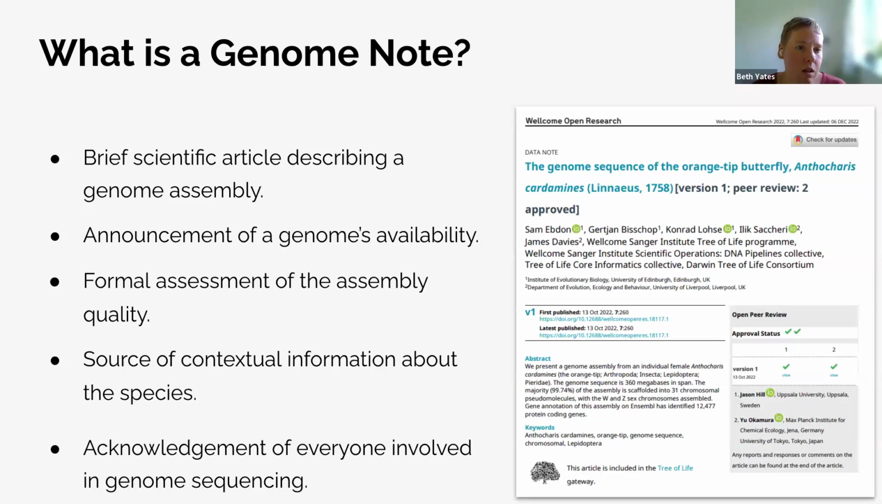So what is a Genome Note? Essentially, it's a brief scientific article that describes a genome assembly. It acts as an announcement of the genome's availability, and it provides a formal assessment of the assembly quality. It's also a source of contextual information about the species and a way of acknowledging everyone involved in the genome sequencing process. And there's an example over here on the right of a genome note.